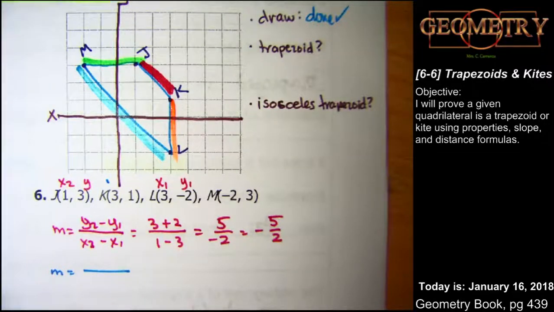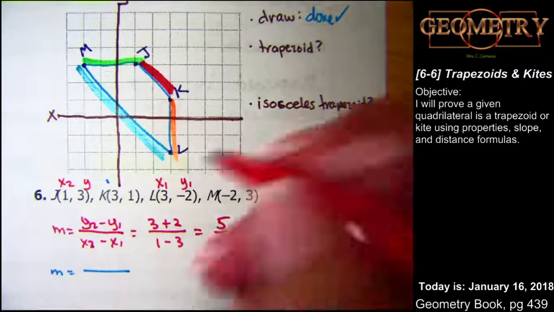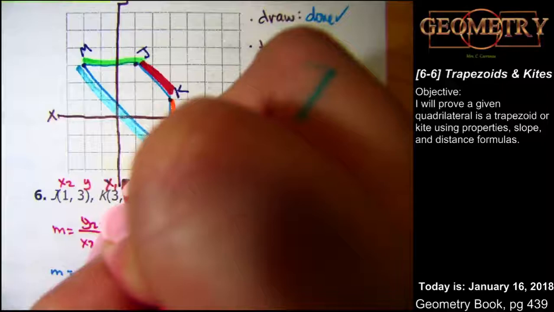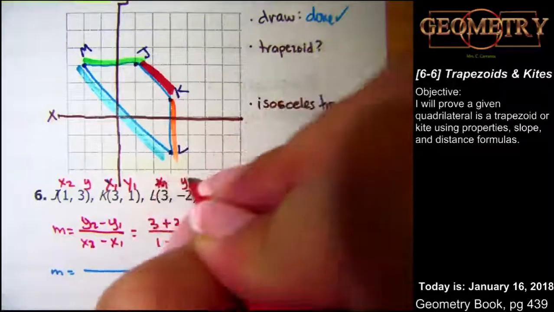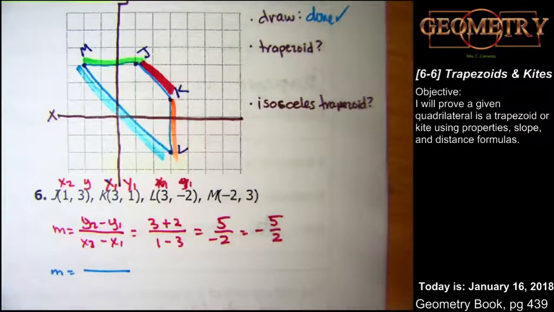Do you see what I did? Look at my labeling. I was trying to find the slope of JK. What did I end up finding the slope of? JL. Yeah. Well, that's not a line that we're supposed to have. Does that help us with anything? It doesn't help us with anything because that's a diagonal.